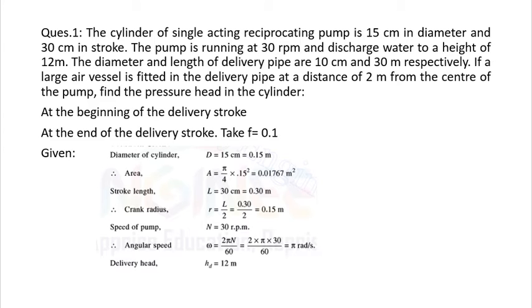Speed of the pump is given, that is 30 rpm. With the help of this speed you can calculate angular speed, that is 2 pi N by 60, that is pi radian per second. Delivery head, it is given in the question that discharge water to a height of 12 meters, so this 12 meter is the delivery head.